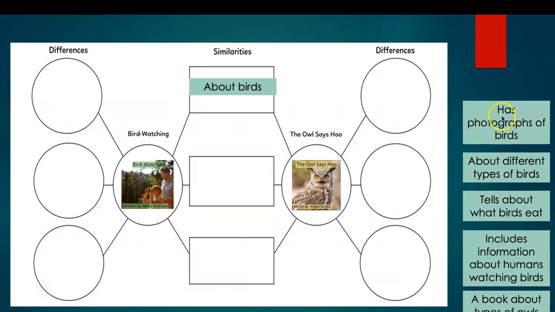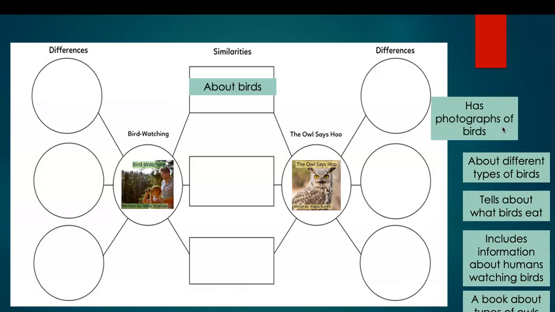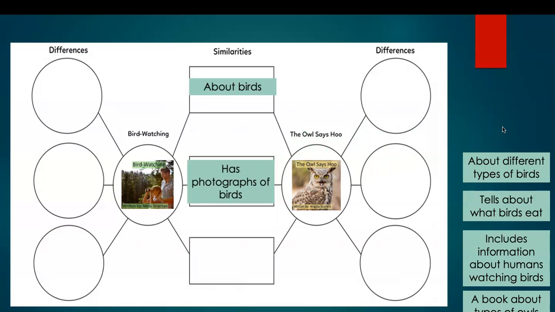All right, let's look at this one. Has photographs of birds. Photographs, a fancy word for picture. It has photographs, pictures of birds. Do they both have that? Or is there photographs in one but not in the other? Same. They both have photographs of birds. Good job.